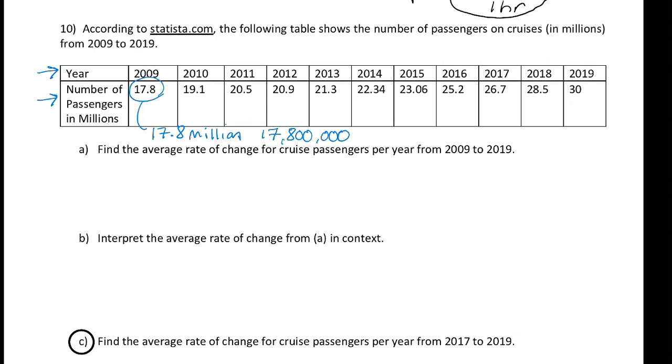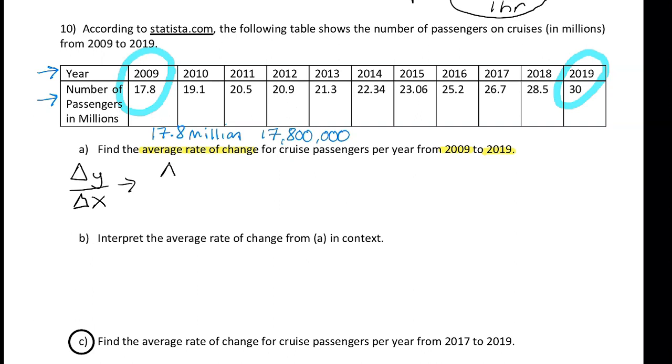So find the average rate of change from 2009 to 2019. To find that, 2009 information's right here, 2019 information's right here. Everything else you can ignore for this first part at least. So you want the change in y over the change in x.